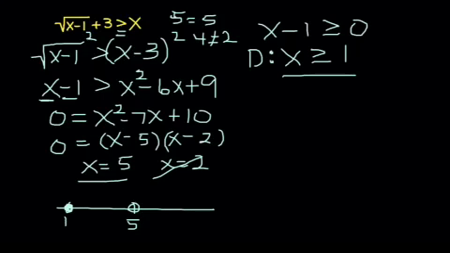And here's what I need to know. Am I going to shade in the part to the right of 5, which would be from 5 to infinity, or am I going to shade in the part from 1 up to 5? I know I'm not going to shade below 1 because that would be below my domain, and that's going to tell me where my answers are going to be. So here's how I do that. I like to just use a test point.